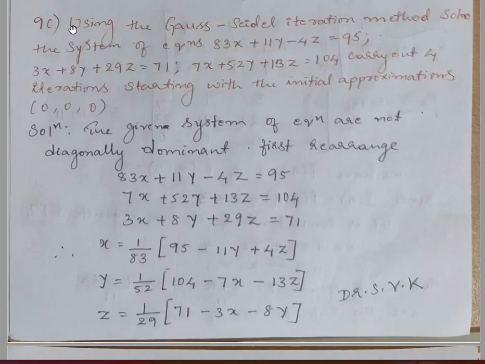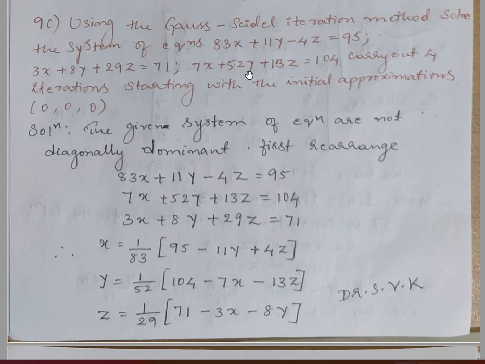Now moving on to question number 9c. Using the Gauss-Seidel iteration method, solve the system of equations. Carry out 4 iterations starting with the initial approximation 0, 0, 0.